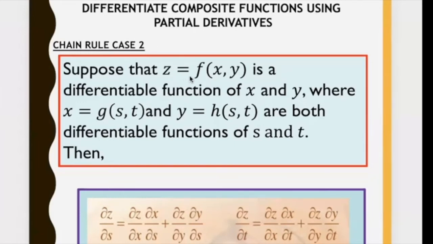Suppose that z is equal to a function of x and y, and it's a differentiable function of x and y, where x is a function of s and t, and y is also a function of s and t. And they are both differentiable functions of s and t. So this is a partial derivative. We have to differentiate z with respect to s. So I have to use the chain rule, and I'll be showing how we use this. And here we have to find the partial derivative of z with respect to t. And once again, we have to use the chain rule.